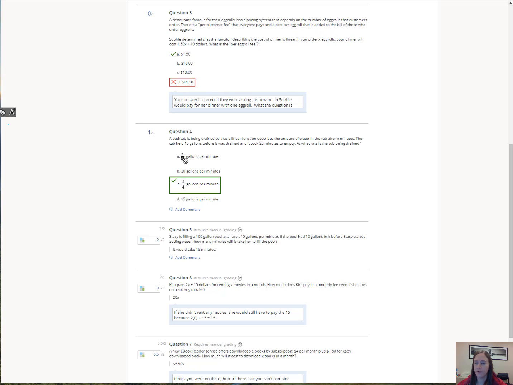On this one, it says a restaurant has a pricing system that depends on the number of egg rolls that a customer orders. There's a per customer fee that everyone pays, and then a cost per egg roll that's added to the bill. Sophie determined that the function describing the cost of dinner is linear, meaning that if you graphed it, it would make a straight line. And that basically just means that there's no exponents, or your x isn't on the bottom of a fraction, or there's no square roots. So any of that weird stuff is what changes it from being a straight line. So if you order X egg rolls, your dinner would cost $1.50 times X plus $10.